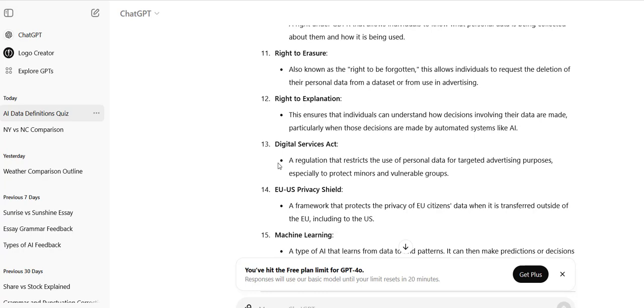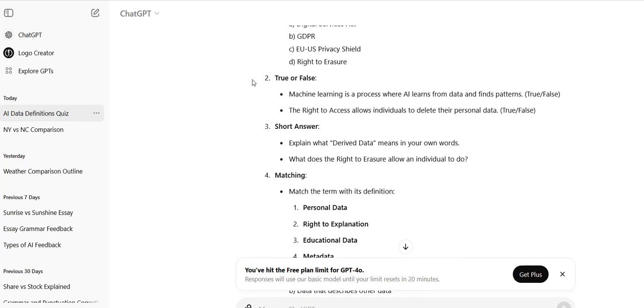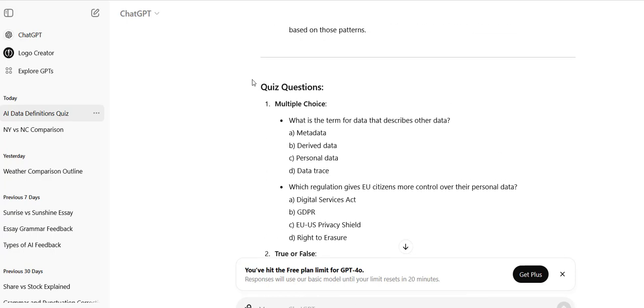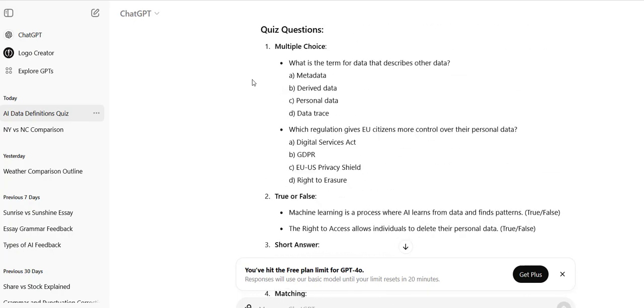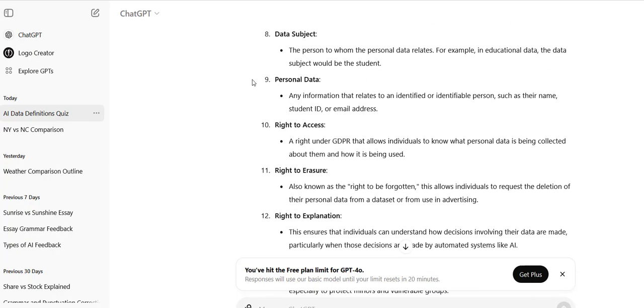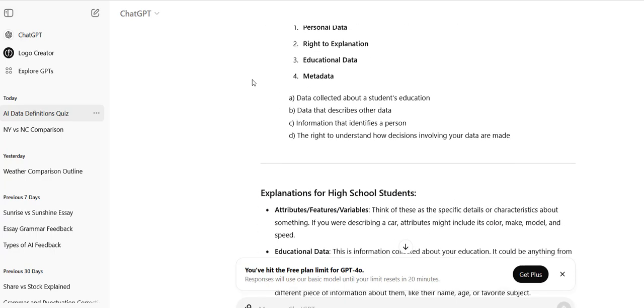Then I asked ChatGPT to write a quiz about these words, and ChatGPT obliged. For example: what is the term for data that describes other data? And the answer is A, metadata. So if you're a teacher, you can use ChatGPT to create a quiz. I just write, create a quiz based on these words, and it creates a quiz so that you can test yourself on whether you really know what the words mean.